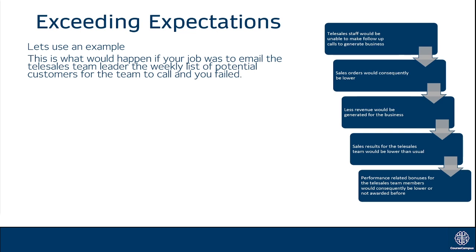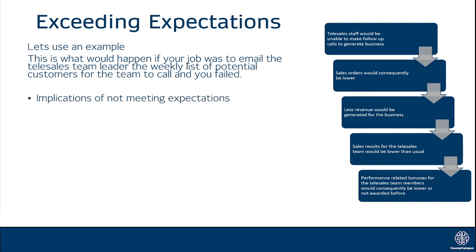That would ultimately result in sales orders being lower for that week or month, so that period where they got the sales leads. Less revenue would be generated for the business, sales results for the telesales team would be lower than usual, and performance-related bonuses for the sales team members would consequently be lower or not awarded as they were before.